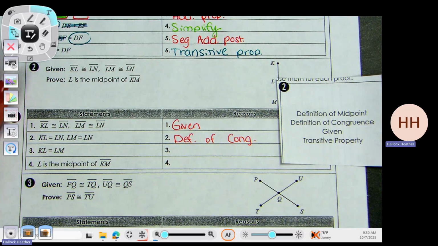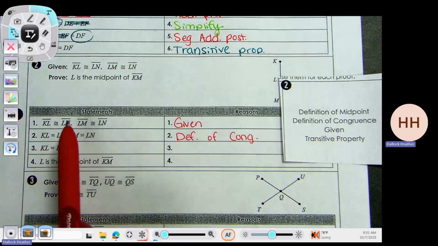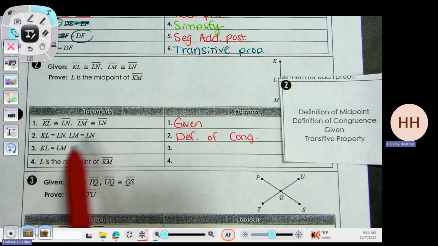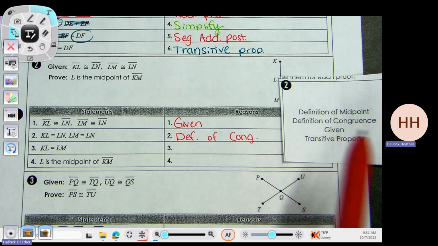Technically, randomly they'll do that, but then given won't be an option. It's always given as the first step, unless given's not an option, then they just kind of go into it, which is silly. 3 says KL equals LM. Symmetric's not even an option. Transitive property.